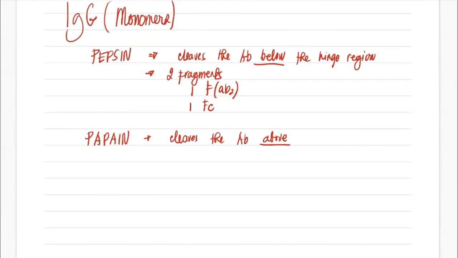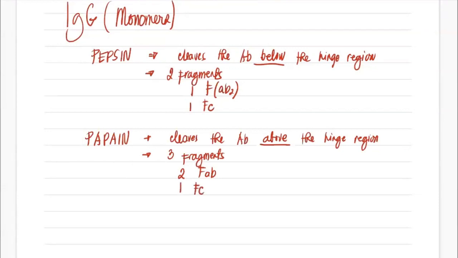Okay, it leaves the antibody above the hinge region. So as a result, you will have 3 fragments. The fragments are, you'll have 2 FABs and you have 1 FC.